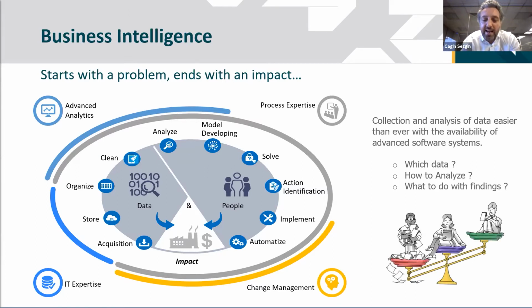Again, I have a nice cartoon here. So it should be balanced. With a lot of data, we can get stuck in data and not do anything. And with little data, we cannot analyze and solve the business problem. So what do we have to do? We have to optimize. We have to optimize which data is required for which solution.